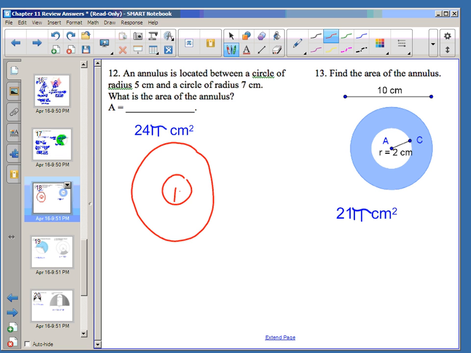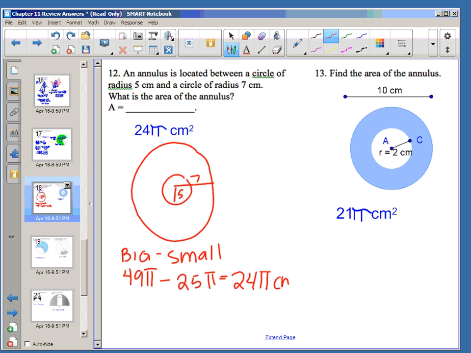Okay, so the small radius is 5, the big radius is 7. It's going to be the big minus the small. So the area of the big circle is going to be 49 pi. The area of the little circle is going to be 25 pi. So in the end, I'm left with 24 pi centimeters squared left over.